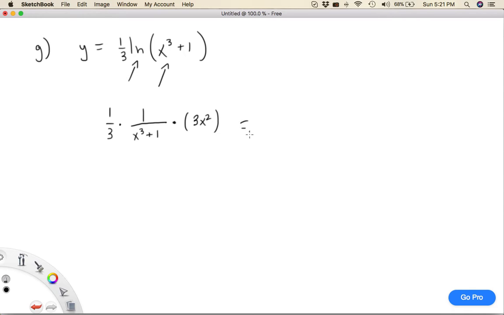Okay, and then you could probably combine all this. Oh, the 3 and the 1/3 undo each other. And so I think what you're left with is x squared over x cubed plus 1. And I think that's it. You can't really simplify this one any further, so that's going to be the final answer.